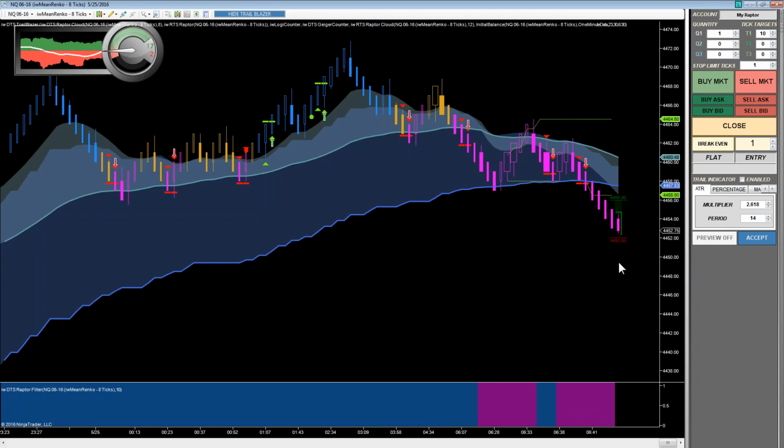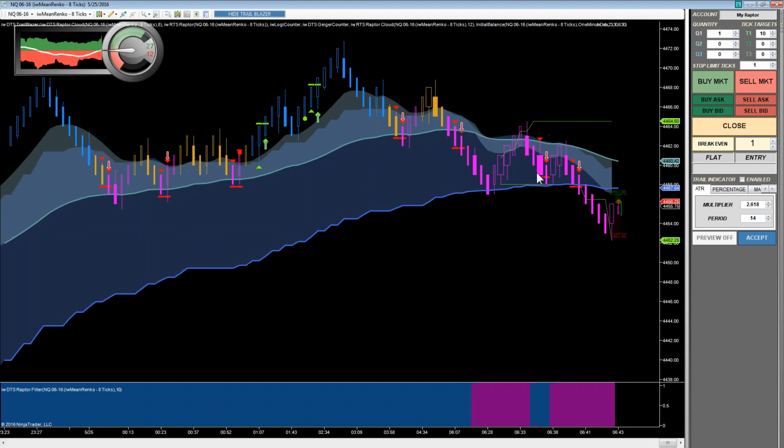Here's the Raptor. Now, as I mentioned, the Raptor is kind of a combination of the other tools, a hybrid, if you will. And with the Raptor, we've got elements of the Eagle. You can see we got the band here, but with the Raptor, we have a double band. The bar colors, yes, they can be changed. They don't have to be blue and fuchsia if you don't want them.